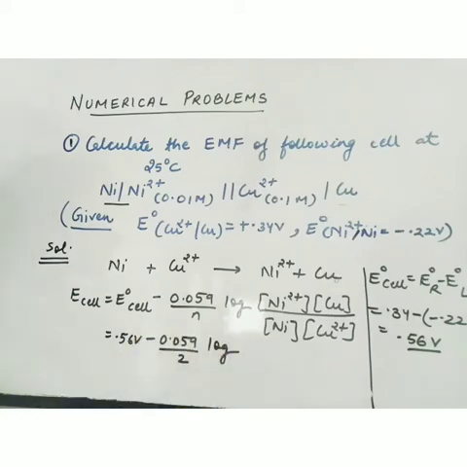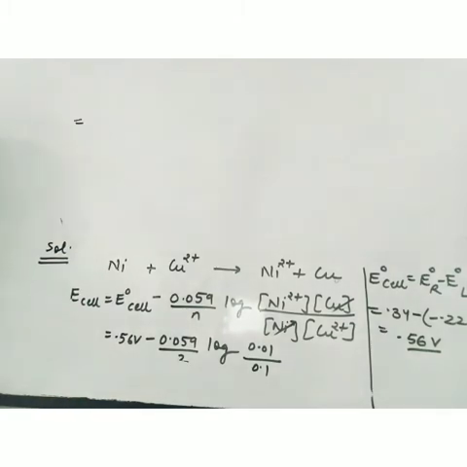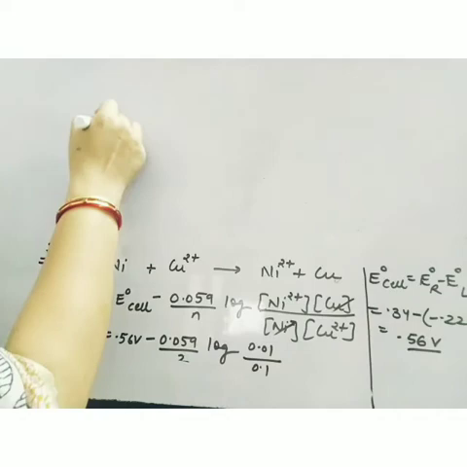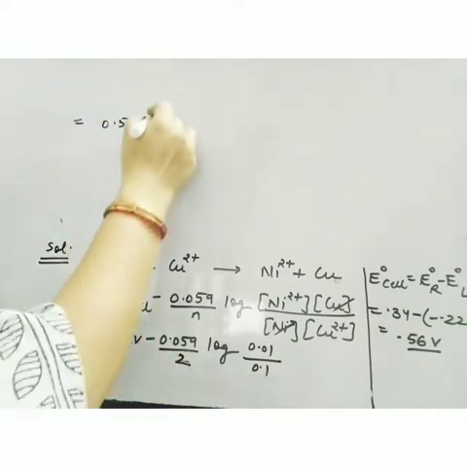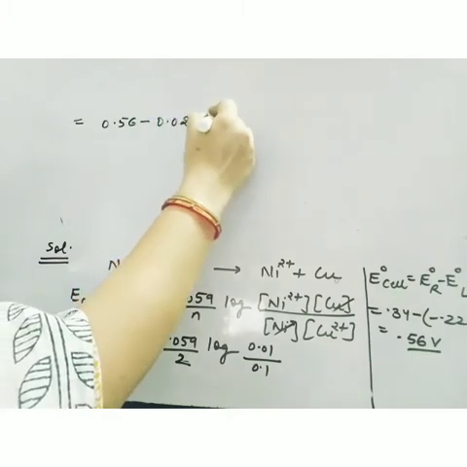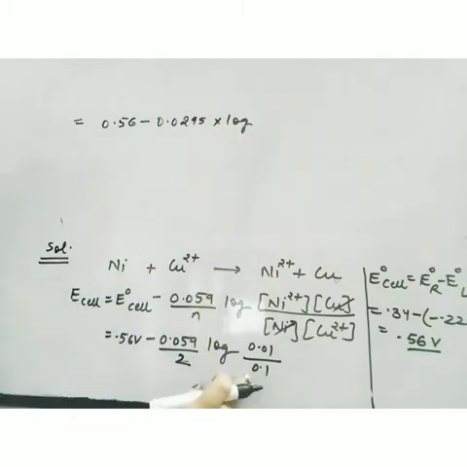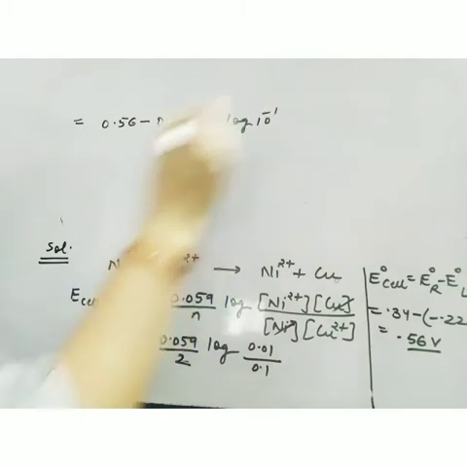Now concentrations are given to you. What is the concentration of Ni2 plus? 0.01. Now this will be 1. Concentration of copper and concentration of nickel will be 1 divided by, what is the concentration of Cu2 plus? It is 0.1. So let's solve it further now. Minus, now 0.059 upon 2 is 0.0295 into log. Now solve this. It will be 10 to the power minus 1.